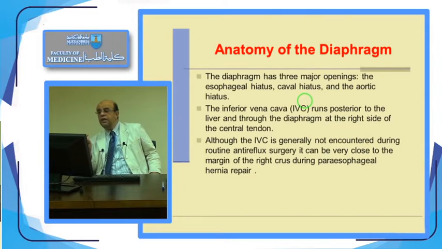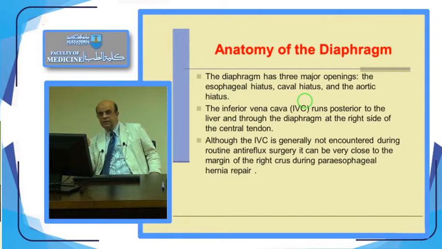Although the inferior vena cava is generally not encountered during routine anti-reflux surgery, it can be very close to the margin of the right crus during esophageal or hiatal repair, whether it is for hiatus hernia or for gastroesophageal reflux. When the hiatus is wide, we usually take sutures to approximate the right and left crus to make this opening narrower, to prevent reflux and to prevent herniation of the stomach in the chest.